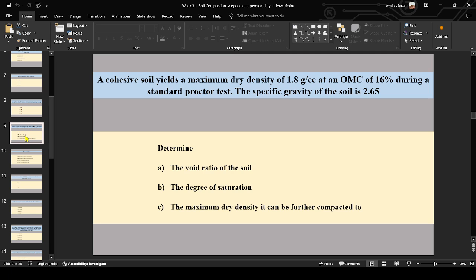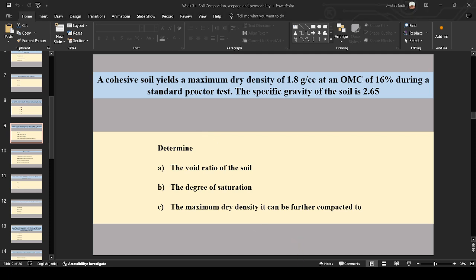Again a numerical. Cohesive soil yields a maximum dry density of 1.8 gram per cc at an OMC, that is optimum moisture content of 16% during a standard Proctor test. The specific gravity of the soil is 2.65. From this determine part A, the void ratio of the soil, part B, the degree of saturation, and part C, the maximum dry density it can be further compacted to.